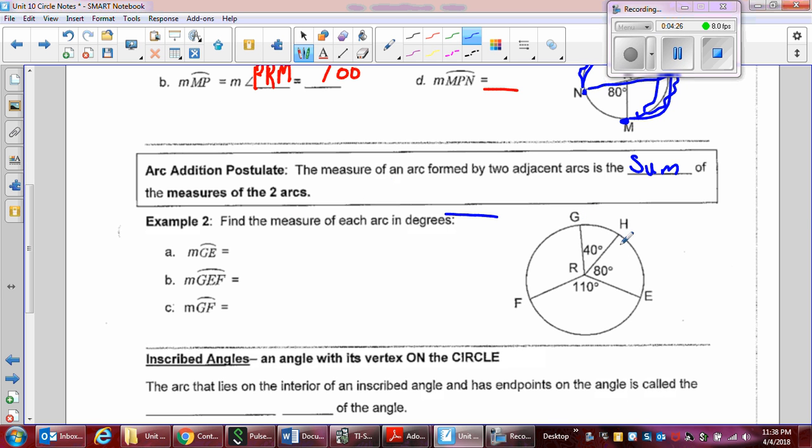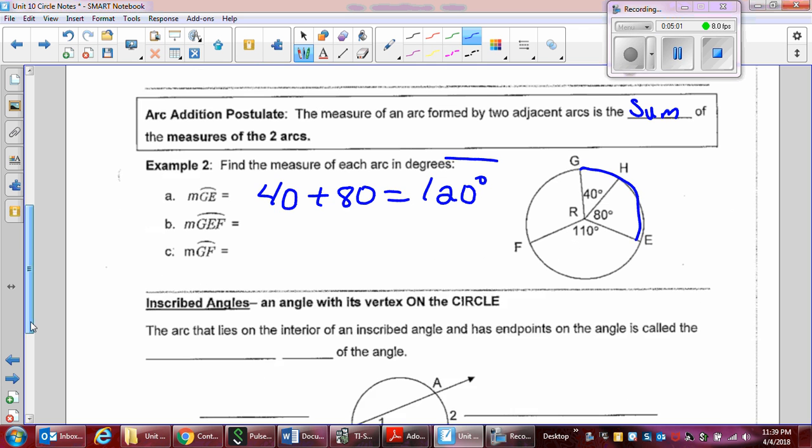So from G to E. It's kind of easy, right? What are the two numbers I'm going to be adding? Good job, 40 and 80. So I'm going to add 40 plus 80, which is 120 degrees. Okay? GEF, 3 things, and then you can just do it. I'm not going to spend too much time on this one. You should be able to add.